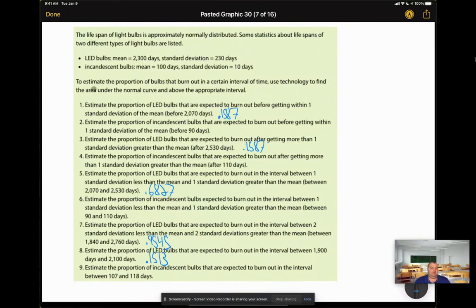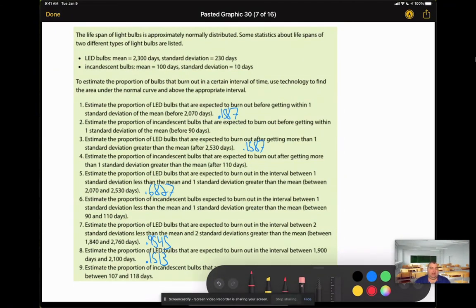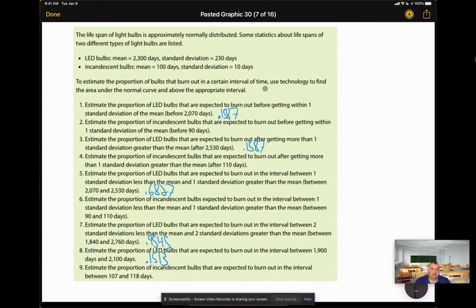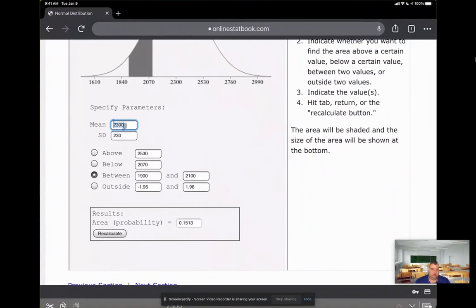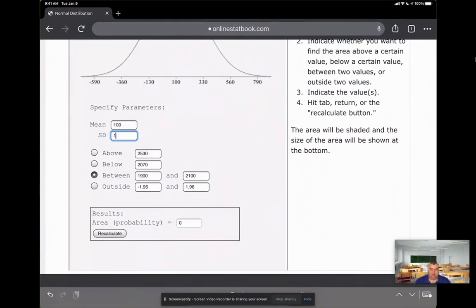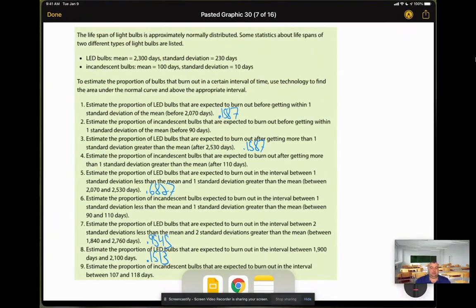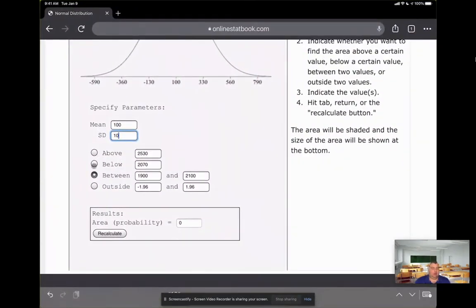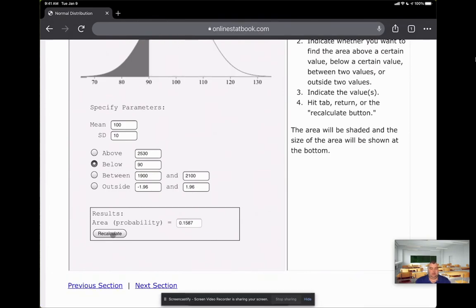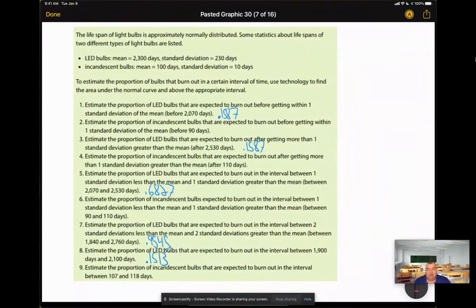The next set of problems have to do with incandescent bulbs, so the ones that we haven't done. So notice with the incandescent bulbs, I have a different mean and a different standard deviation. So my mean is 100 and my standard deviation is 10. So for number 2, estimate the proportion of incandescent bulbs that are expected to burn out before getting within 1 standard deviation of the mean. In other words, before 90 days. So before 90 days would imply below, so click on below, 90.